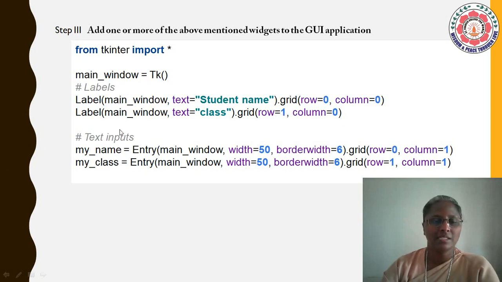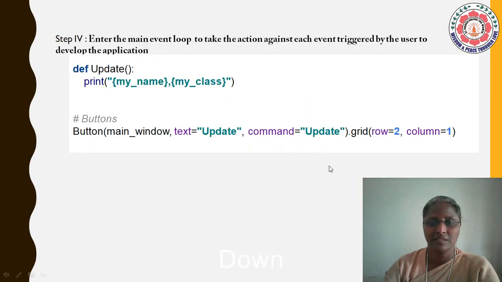And then against these labels we insert two text inputs, that is my name and my class. Here we use a text input using the Entry method. These text inputs are again added to the main window, in the grid at row 0, column 1. It has a width of 50 and a border width of 6.